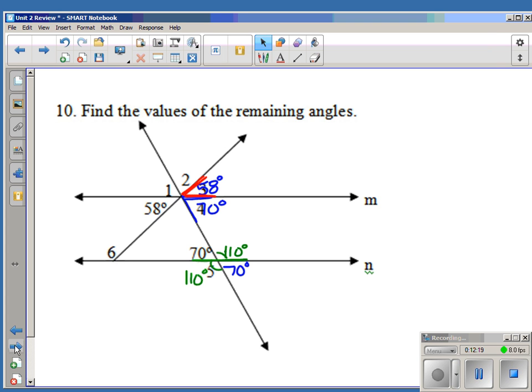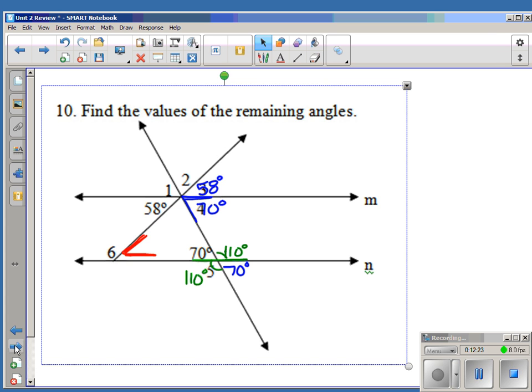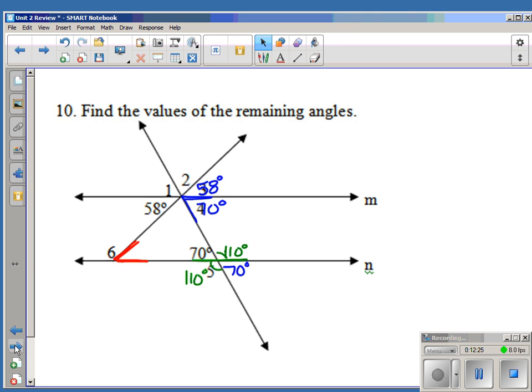So look at that little red angle. This is my transversal, and lines M and N are parallel. So 58 and the angle next to 6 are corresponding. So that has to be 58. So your last step would be to subtract from 180. So I'm left with 122. Let me just check that. All right, it is 122. So I got angle 6.